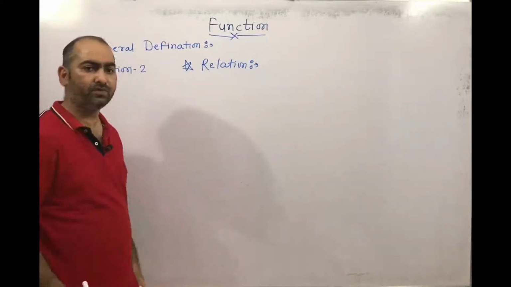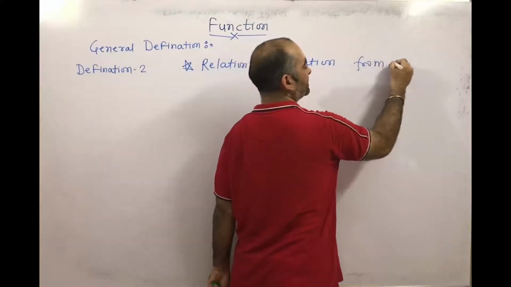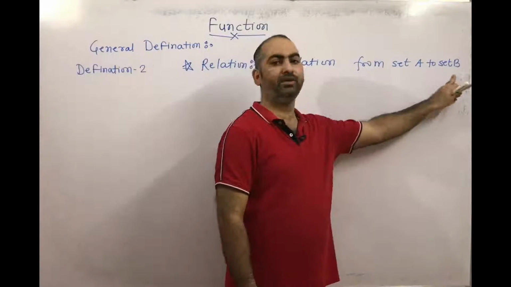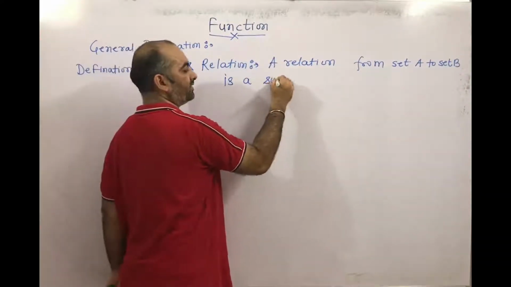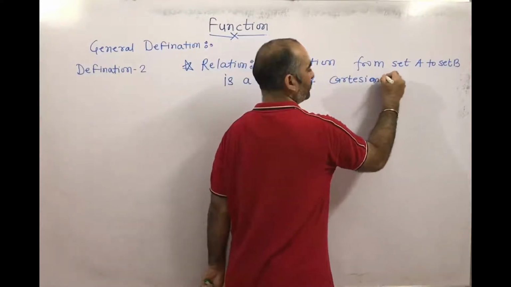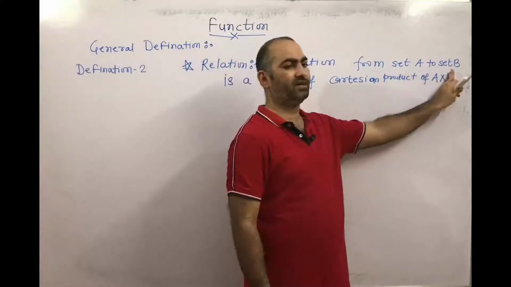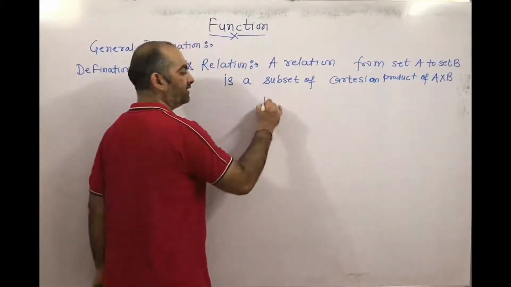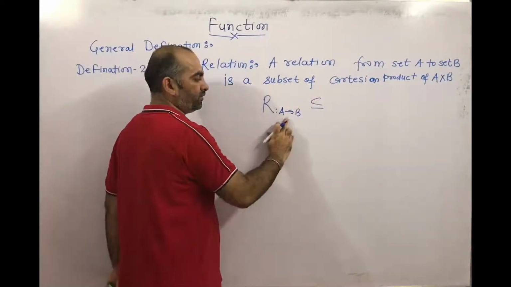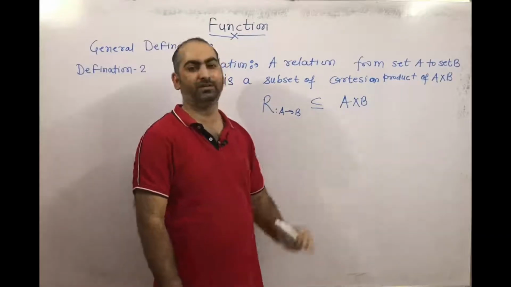So what is a relation? A relation from set A to set B is a subset of the Cartesian product A cross B. So we can say R is a relation from A to B, a subset of A cross B. So a relation from set A to set B is a subset of the Cartesian product A cross B. That is your relation.